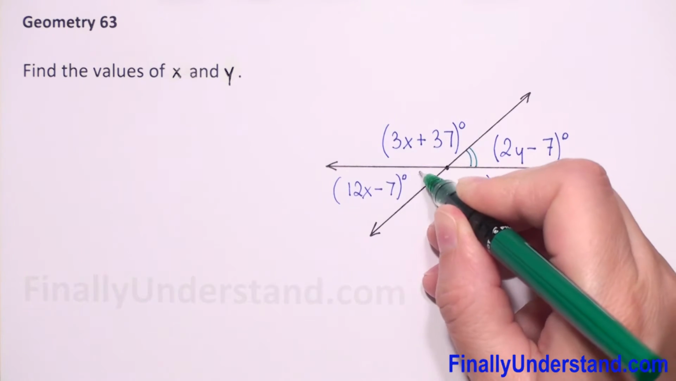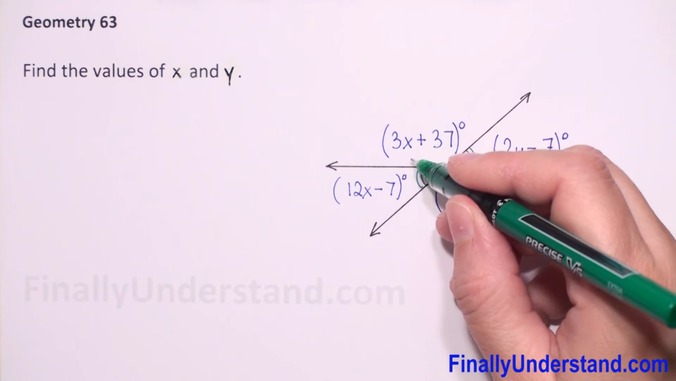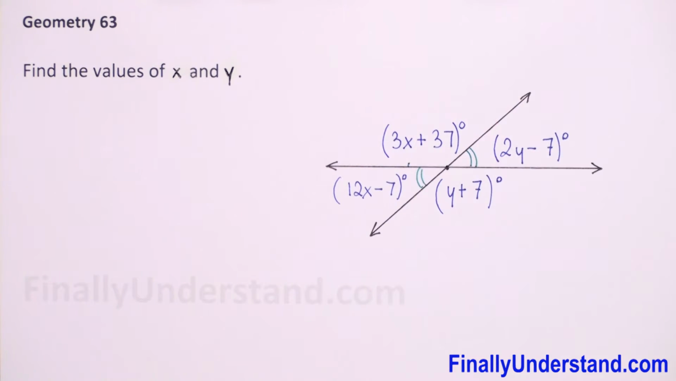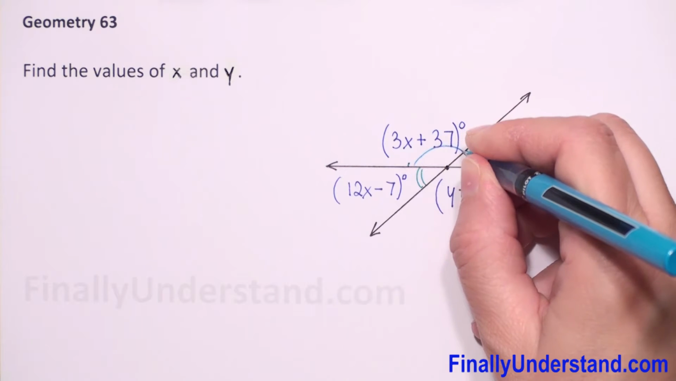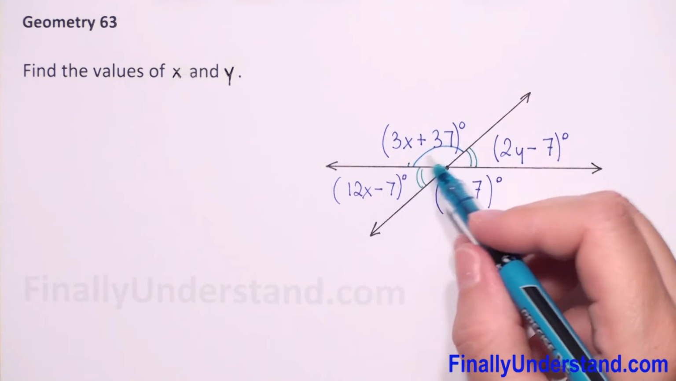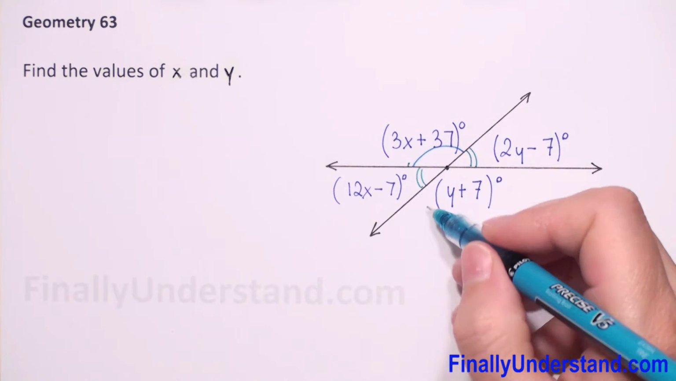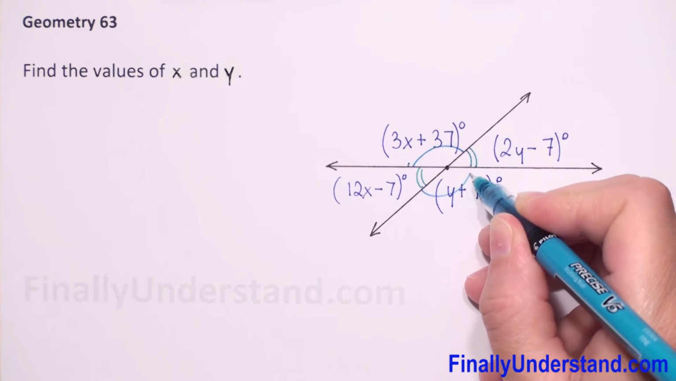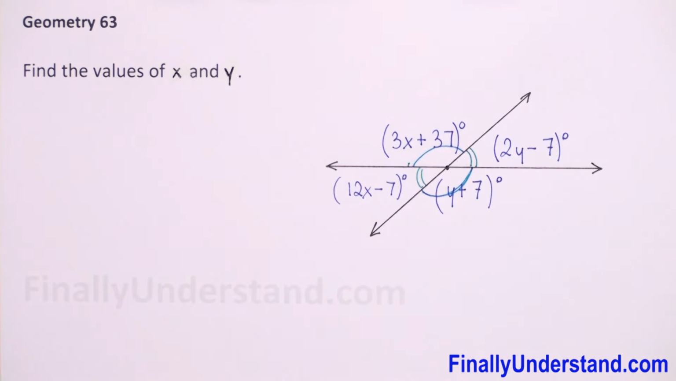This angle and this have the same measures, and this, that is a different color, and this. So 3x plus 37 is the same as y plus 7. What else do we see on this diagram? We have, like I said, two lines.